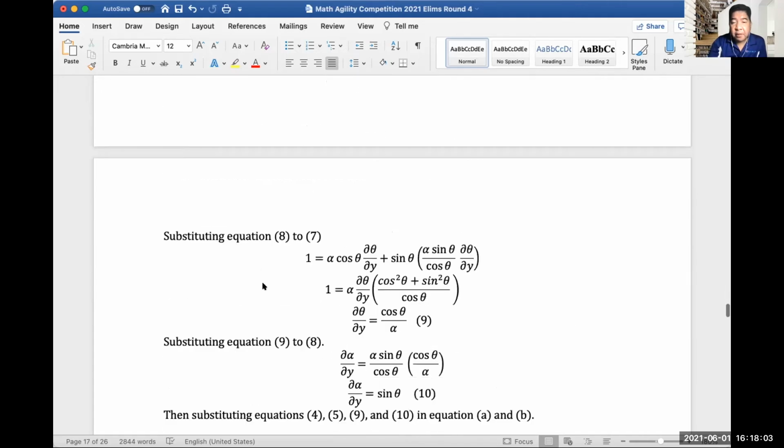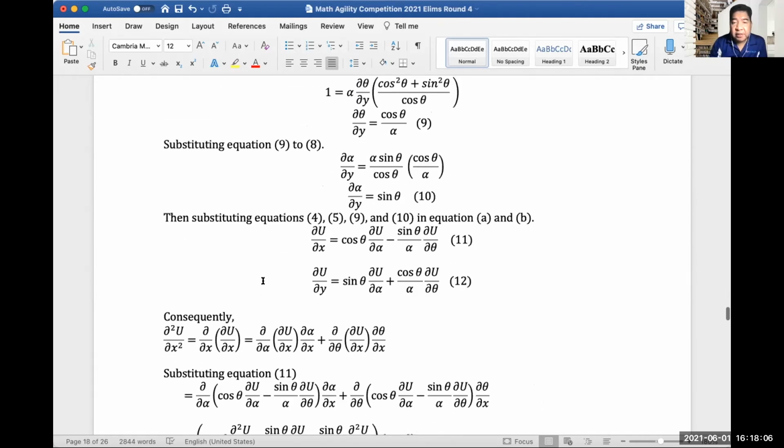So when we substitute those values in a and b, we will have equation 11, which is partial of u with respect to x equals cosine theta, partial of u with respect to alpha, minus sine theta over alpha, partial of u with respect to theta. And then partial of u with respect to y is our equation 12, and that is equal to sine theta partial of u with respect to alpha plus cosine theta over alpha partial of u with respect to theta.